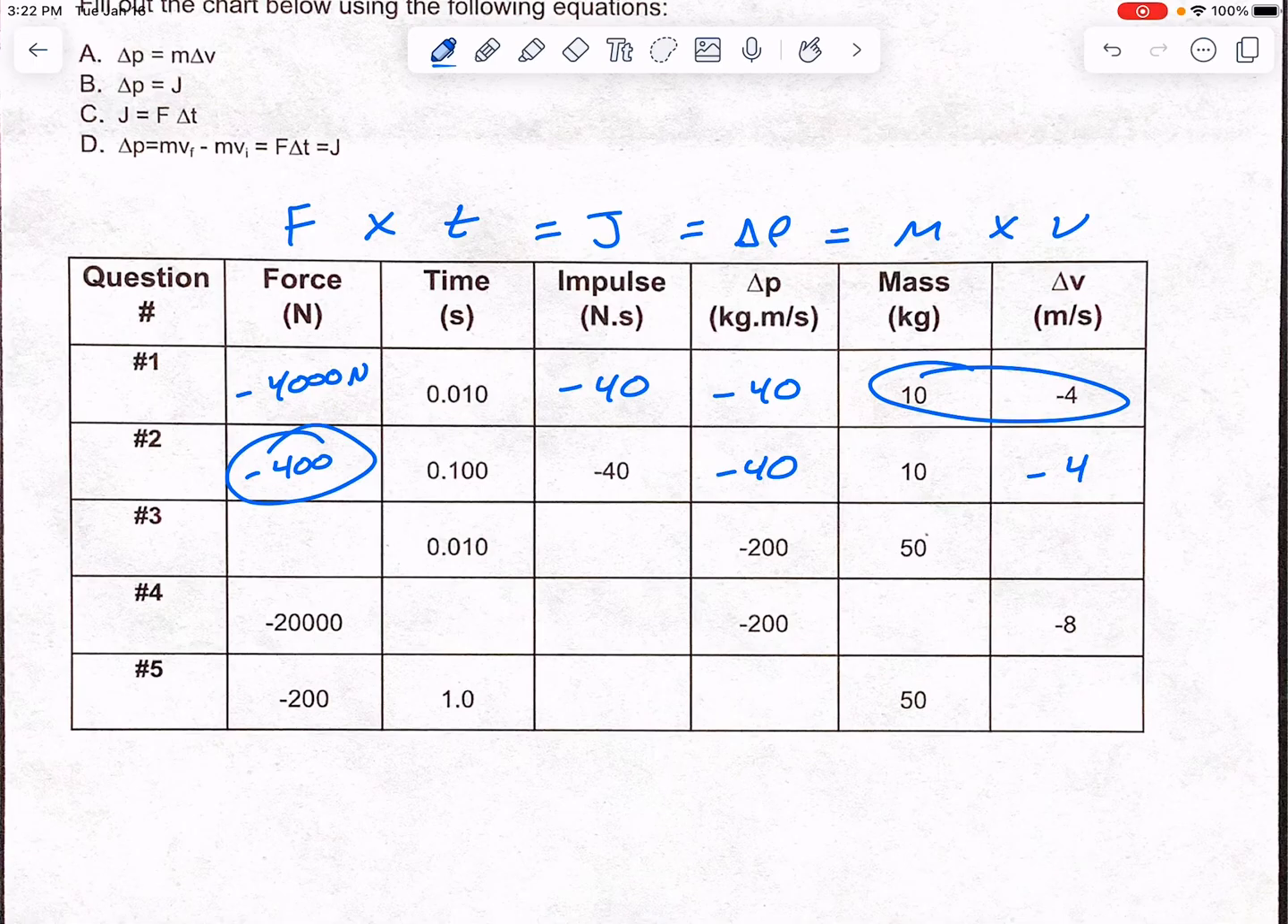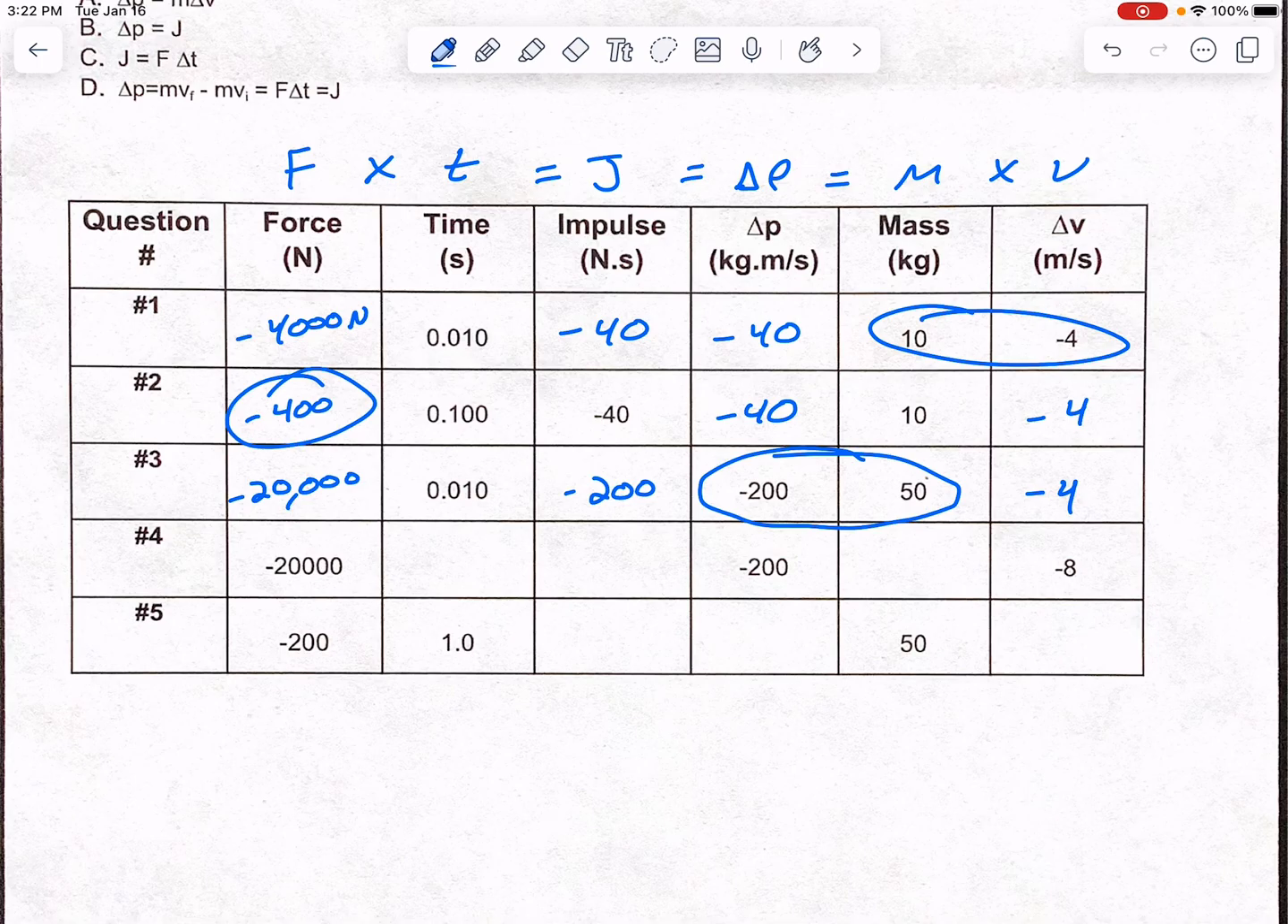Next problem, you can take a look at what you got. I do have momentum, and I've got mass right here, so negative 200 divided by 50 is going to give me negative 4 for my velocity. And I know momentum equals impulse, so I can put negative 200 right here. And then negative 200 divided by 0.01 is going to give me negative 20,000 newtons.